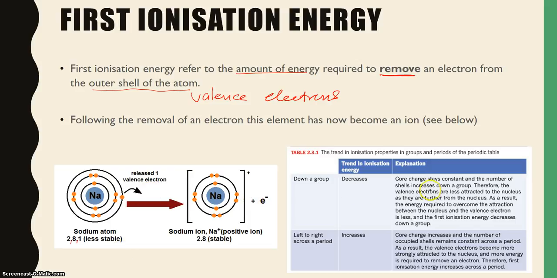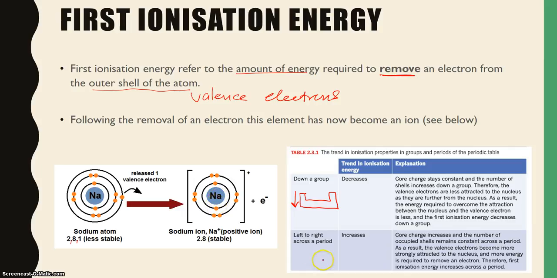These are the properties of the periodic table in terms of first ionization energy. Here's the periodic table. As you move down a group, the first ionization energy will decrease. The reason is it doesn't take as much energy to remove that outer shell electron because there are more electron shells and the outer electrons have less attraction to the inner core of the nucleus.